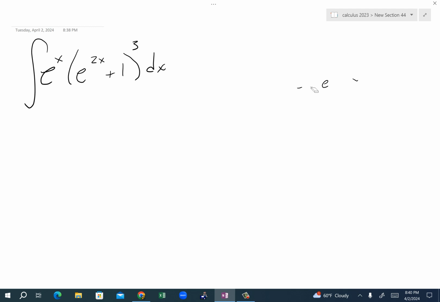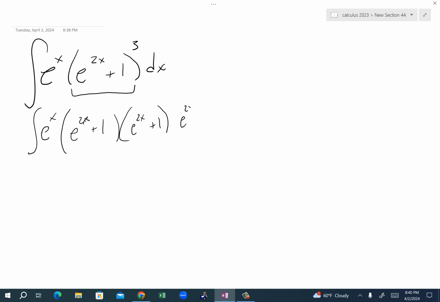Well, what am I going to do? I just don't know what to do. Well, here's an idea. We could FOIL this out, couldn't we? Well, I feel like we could. And so this would be e to the 2x plus 1, e to the 2x plus 1, e to the 2x plus 1. So if I FOIL this times this, I'm going to get e to the 4x. True that? And this times this is going to be plus 2 e to the 2x plus 1. And then I can FOIL it again with this one.